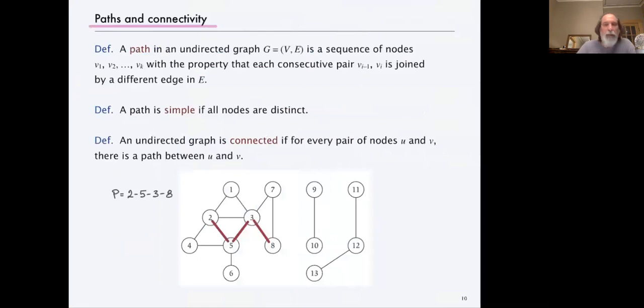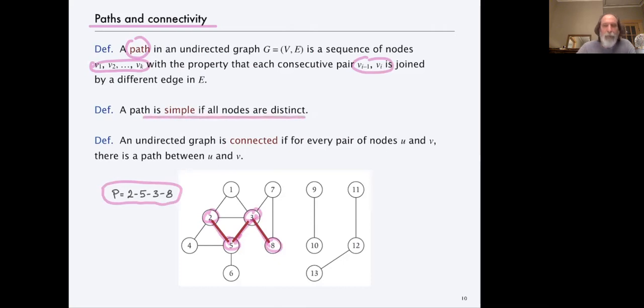Okay, lots of problems in graphs involve paths and connectivity. So a path in an undirected graph is a sequence of nodes, okay, with the property that each consecutive pair is joined by an edge. Right? So for example, we have a path 2, 5, 3, 8. That's the sequence of nodes. Okay, and we have an edge from 2 to 5, 5 to 3, and 3 to 8 in the graph.